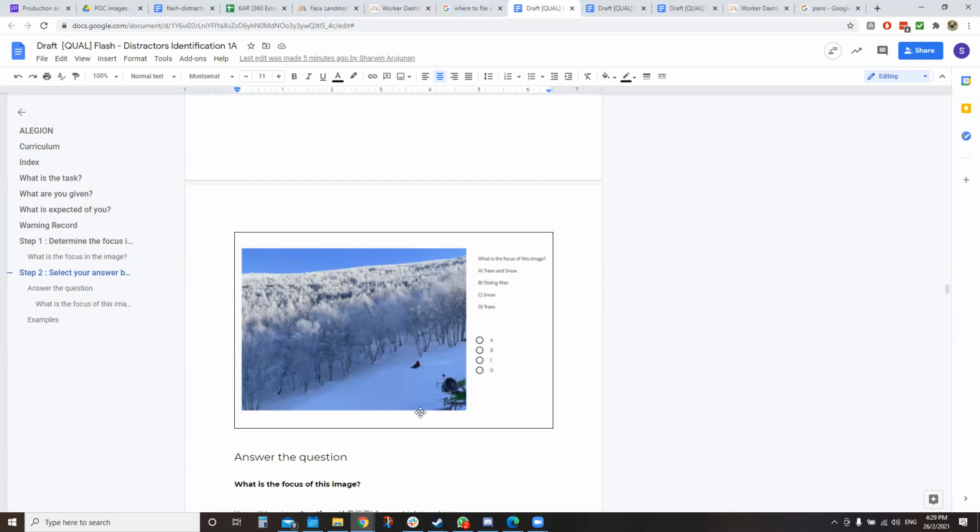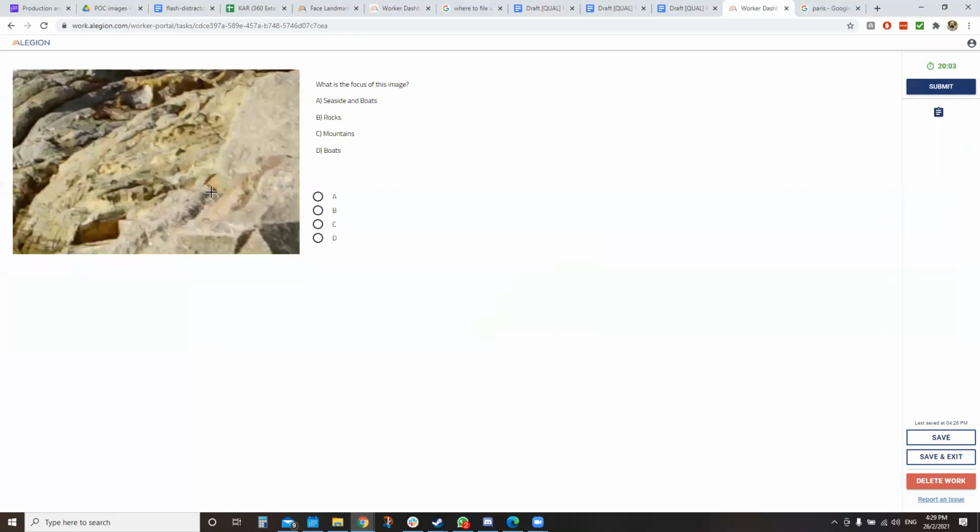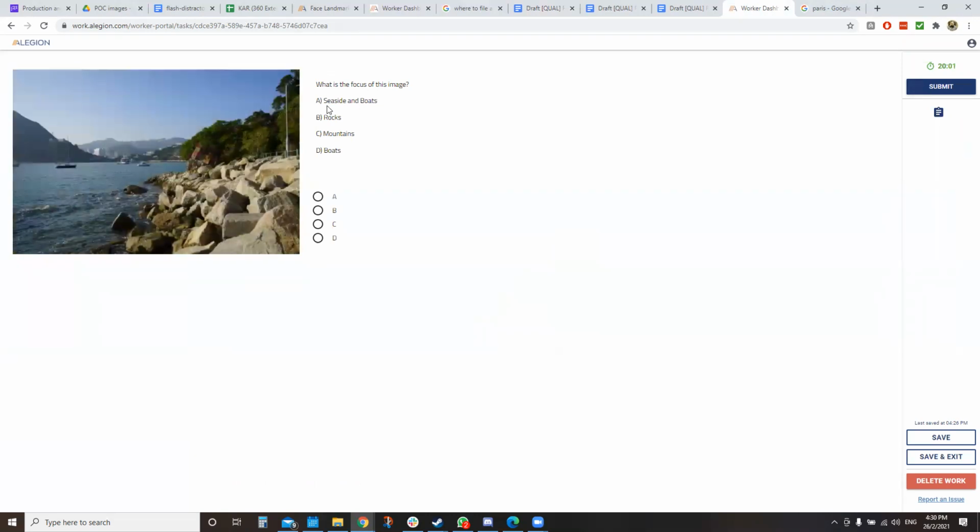Do we have an option to select multiple categories in this qualification, Shravin, or do we need to select only one category? You can only choose one option, but if there are multiple focuses, it will be like this.